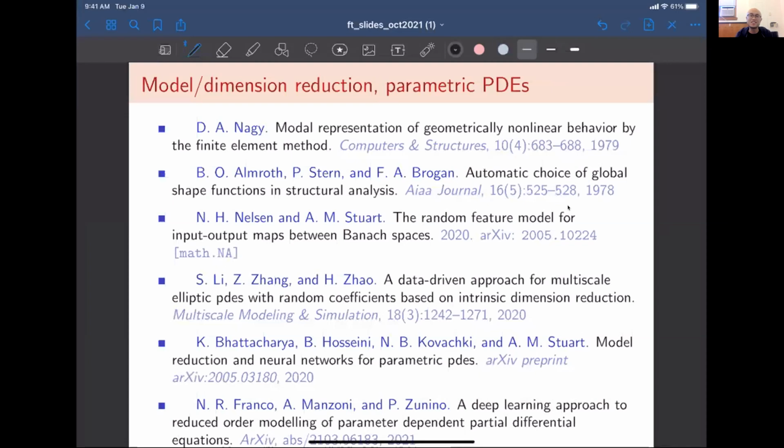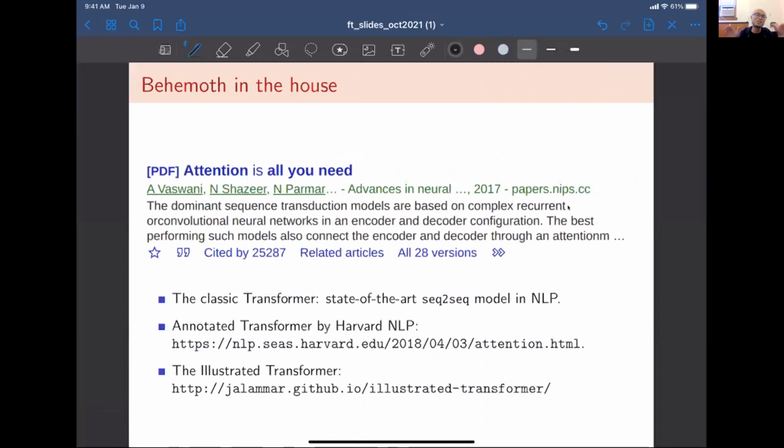However, like I said earlier, in the sequence to sequence community, the biggest thing is the transformer. This paper is Attention Is All You Need, at NeurIPS 2017. It has a fancy title, and it has lots of citations.